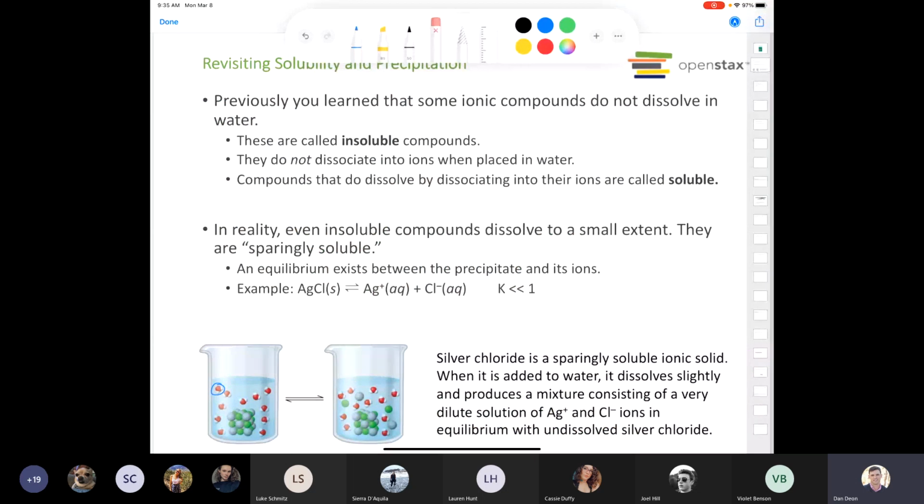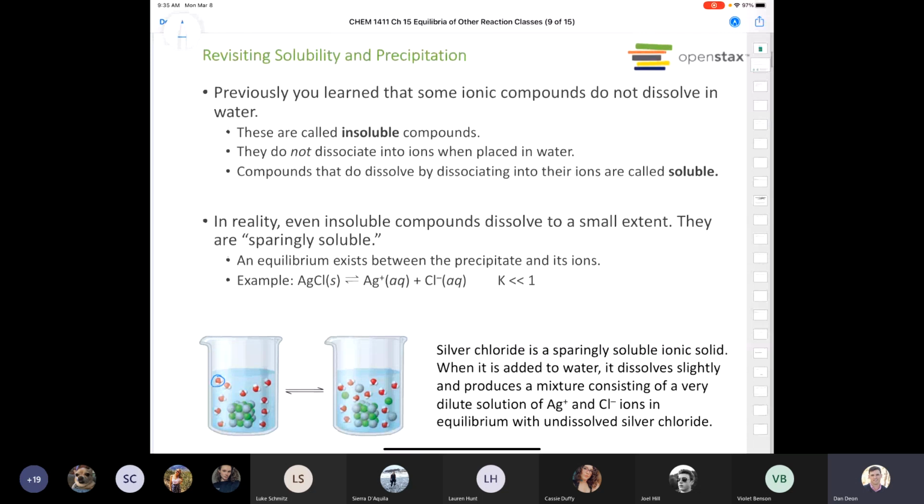All right, Chemistry 1411. This is Chapter 15, which deals with solubility and precipitation. This is the first section, section 15.1. And if you go back to your general chemistry days, your General Chemistry 1 days of Chemistry 1401, you would have learned that some ionic compounds don't dissolve in water.